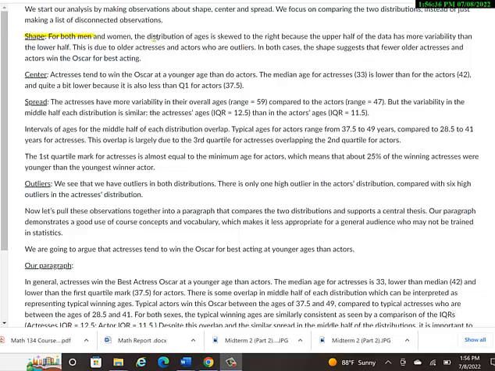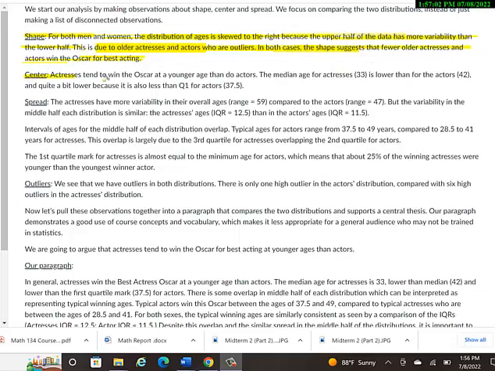Now we'll write our observations down, starting with shape. For both men and women, the distribution of ages is skewed to the right because the upper half of the data has more variability than the lower half. This is due to older actresses and actors who are outliers. The 80-year-old actress who won Best Actress is definitely an outlier, and the 76-year-old man who won Best Actor. In both cases, the shape suggests that fewer older actresses and actors win the Oscars for Best Acting.